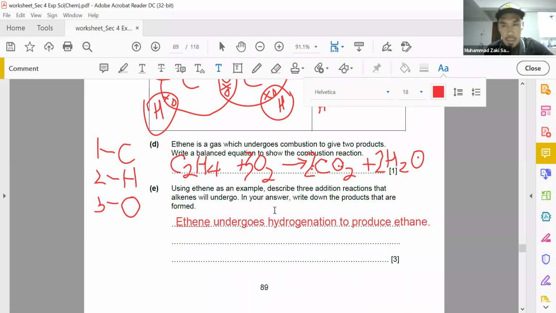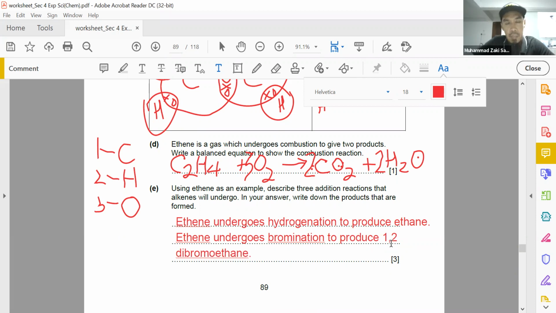Next, the next mark. See, there are 3 marks here. So what is the other addition reaction? Bromination, yes. Ethene undergoes bromination to produce. Do you remember the name of the product? Check your textbook. It should be 1,2-dibromoethane. That is the second mark.